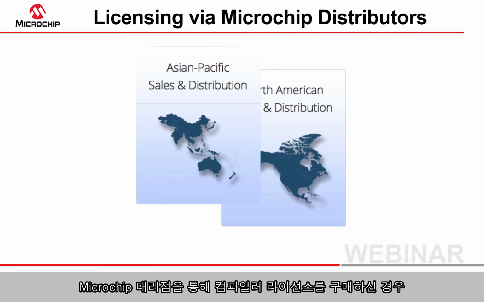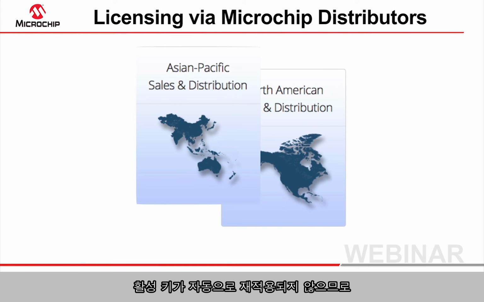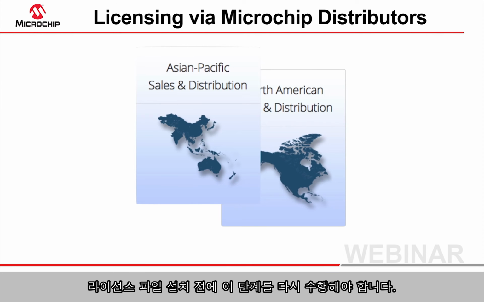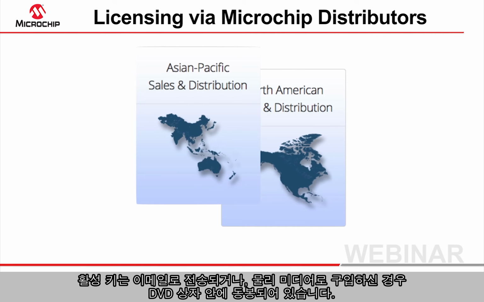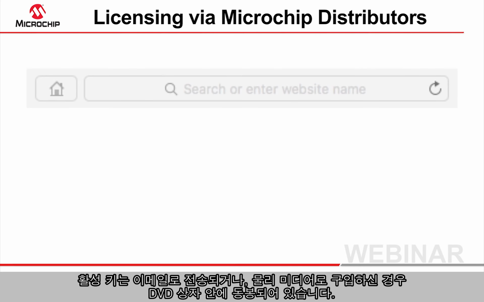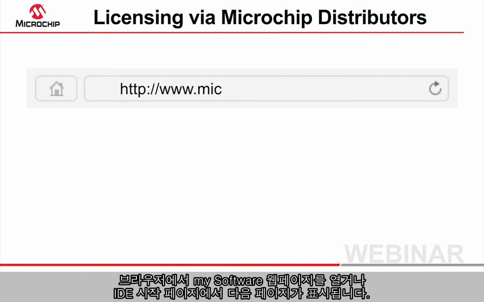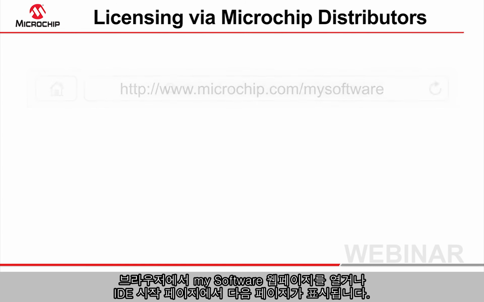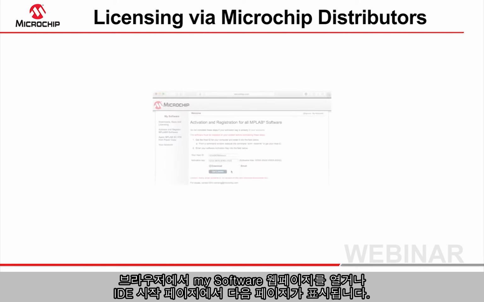If you have purchased a compiler license through a Microchip distributor, your activation key is not automatically registered and you will need to perform this step before you install the license file. Your activation key might have been emailed to you, or it might be enclosed within the DVD box if you purchased physical media. Open the My Software web page in your browser or from inside the IDE's Start page as shown in the previous slide.